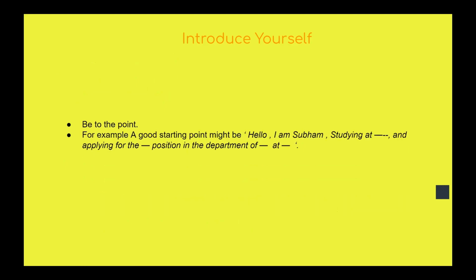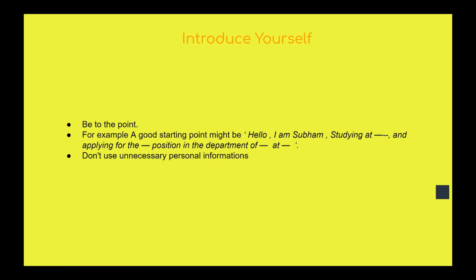Second thing is, for example, I have written this, and you might take it as a template. What is the situation? I am studying for my MSc in my final semester, and I will be applying to some institute abroad. So this is how we will start: I am Shubham, studying at this institute and applying for this position in the department of this at this university or institute. This might be a good starting point for your SOP.